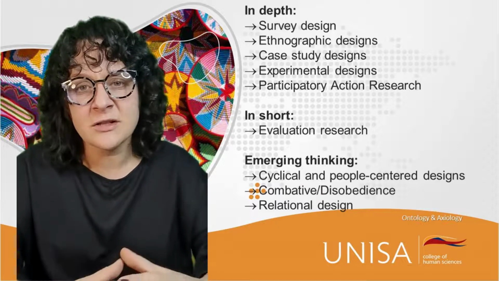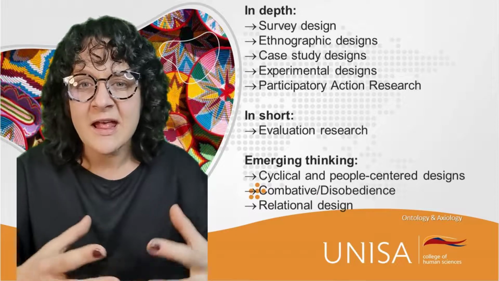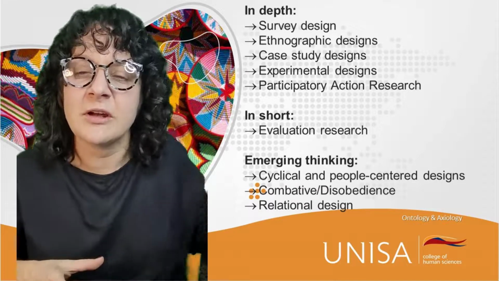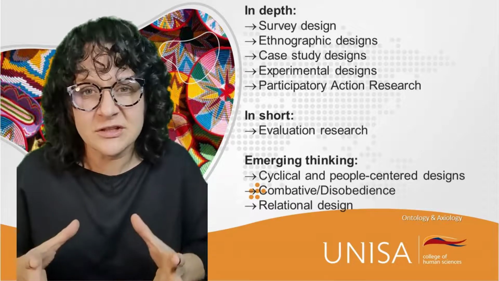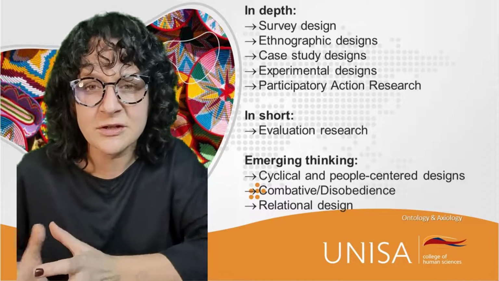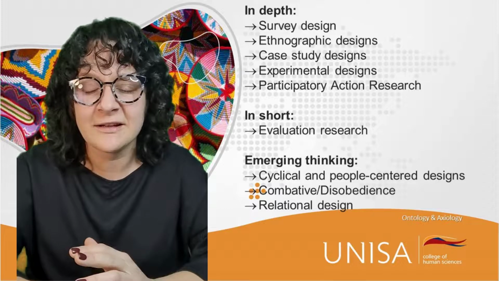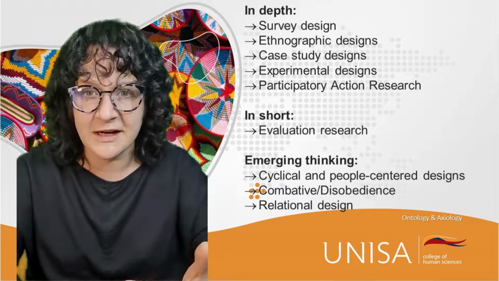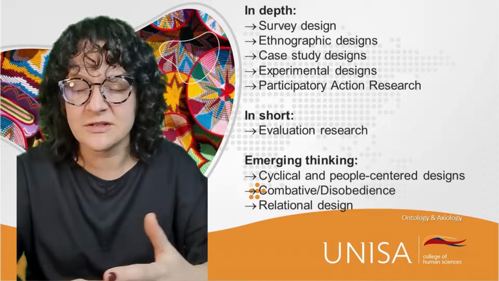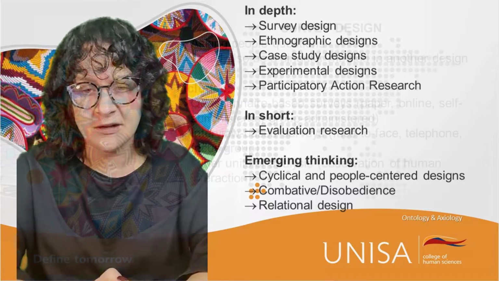And then at last, we will talk about some new design styles and ideas that are emerging in the social sciences, mostly from the pens of decolonial scholars and indigenous researchers and people taking Afrocentric approaches to research. And along these lines, we'll talk about cyclical and people-centered designs, about combative and disobedient thinking in terms of research design, and also relationality in research design.